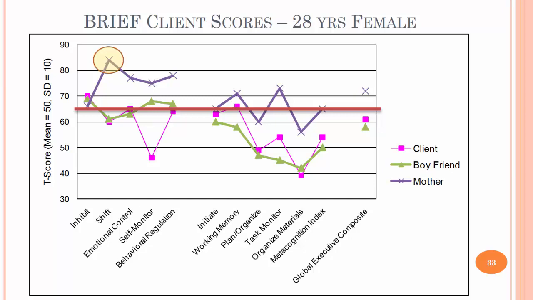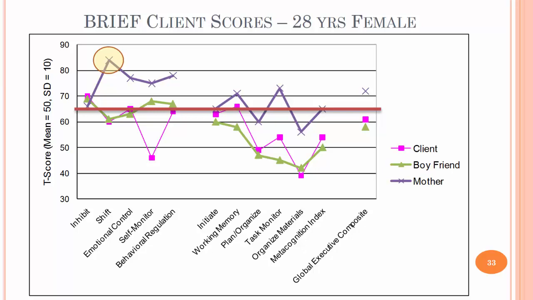We also see a huge elevation of the mother's score in terms of her perception of her daughter's ability to shift from one task to another, up at about the 85th T-score. Now, what is it that makes up the shift score? Let me read some of the items to you. I have trouble changing from one activity or task to another. I have trouble accepting different ways to solve problems with work, friends, or tasks. I have trouble thinking of a different way to solve a problem when I'm stuck. I get disturbed by unexpected changes in my daily routine.